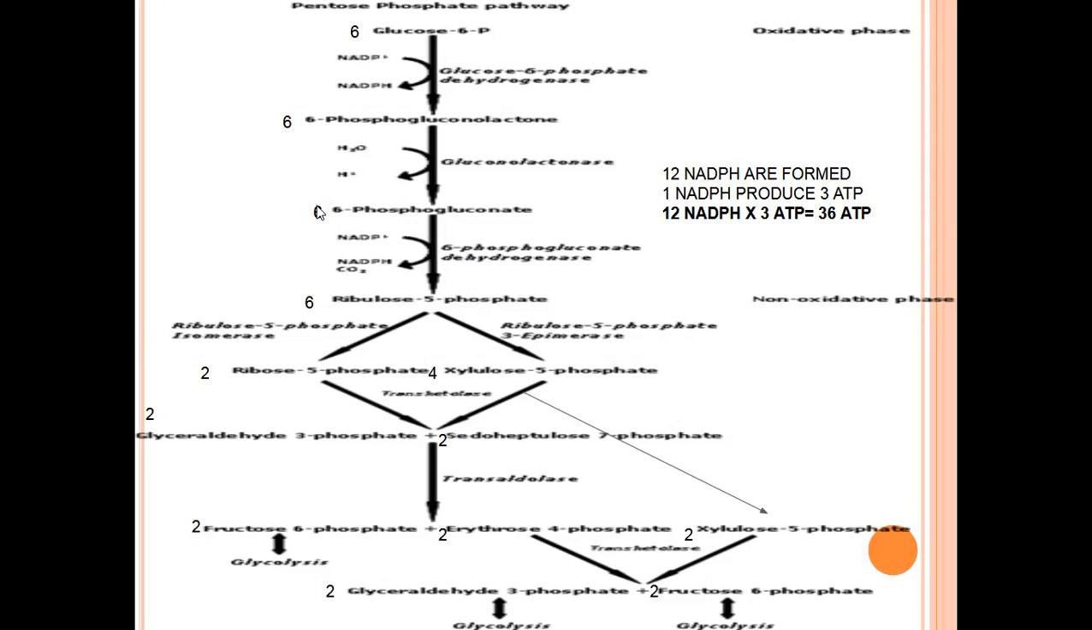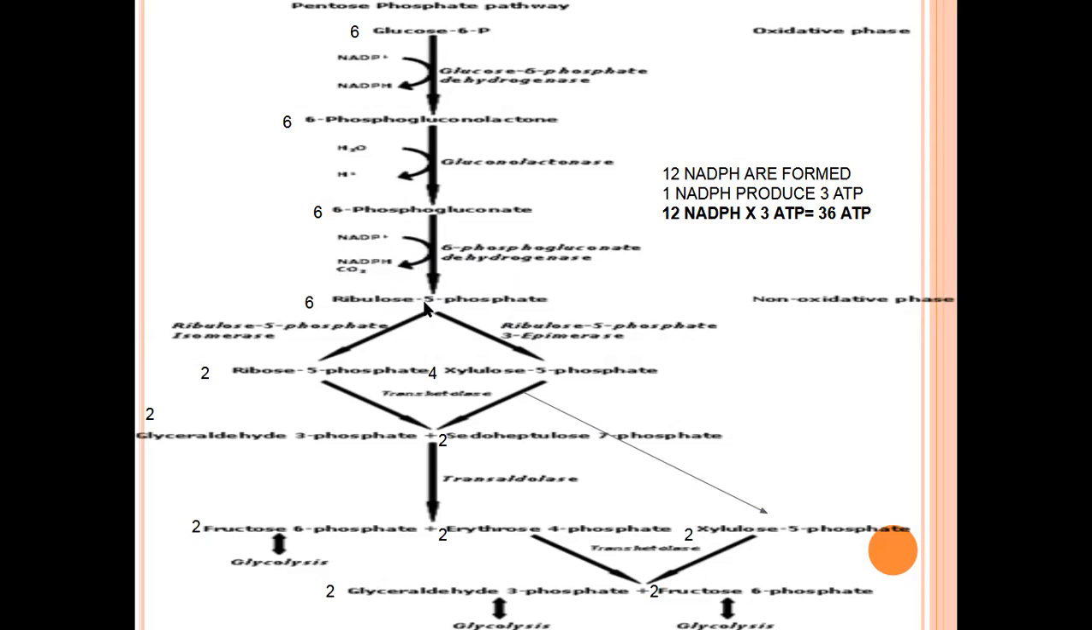Once again, 6 molecules of 6-phosphogluconate convert into 6 molecules of ribulose 5-phosphate in the presence of 6-phosphogluconate dehydrogenase enzyme. In this reaction, 6 molecules of NADP plus convert into 6 molecules of NADPH. And in this reaction, 6 molecules of carbon dioxide gas are released.